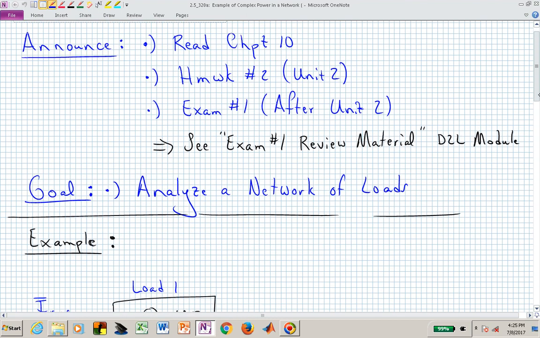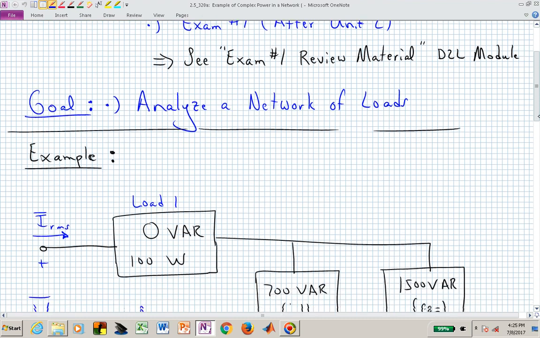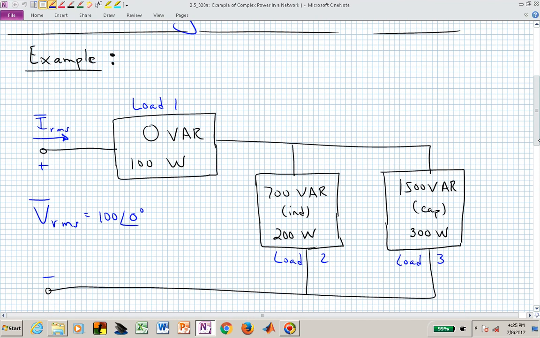What we want to do today is actually work through an example of analyzing a network of loads, and we've talked about that before, but here is a particular illustration that bears that out. We have 3 different loads. I've labeled them load 1, load 2, and load 3.